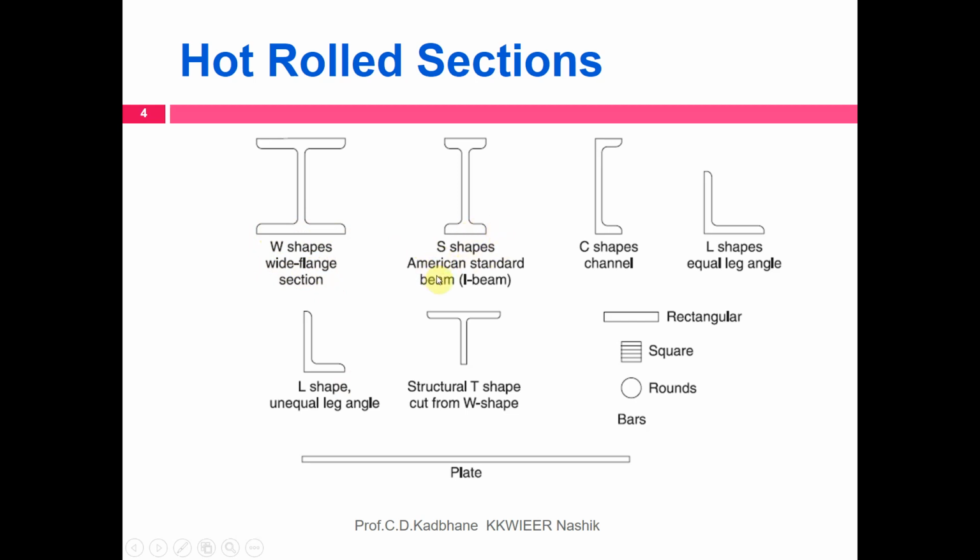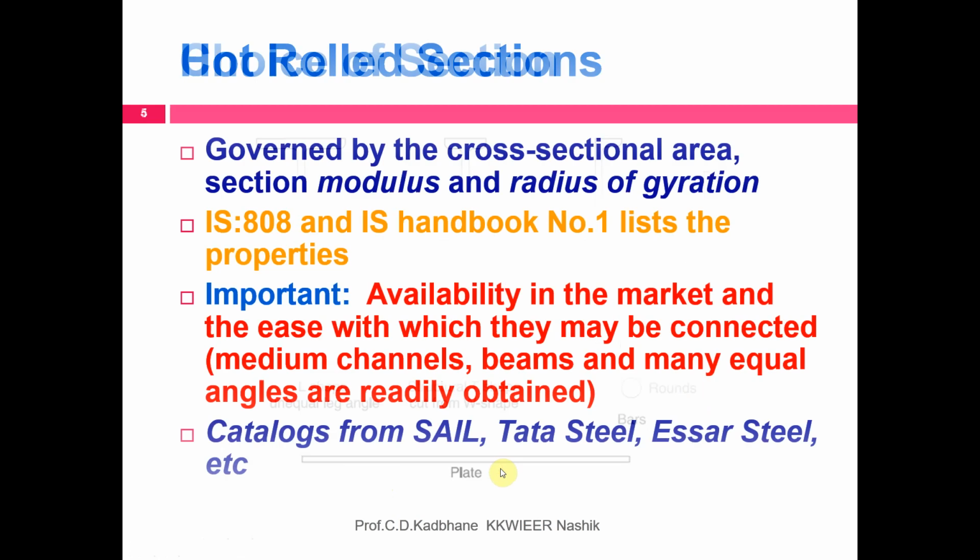So here, this is the S shape, American standard beam, that is I beam. C shape, this is also called a channel section. This is an angle section. L shapes, this is an equal angle section. This is an unequal angle section. This is a T section, a structural T shape. These are the bars. They are rectangular, square, round, and there are flat plates.